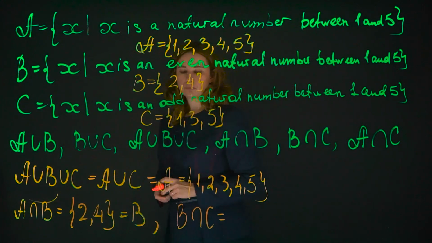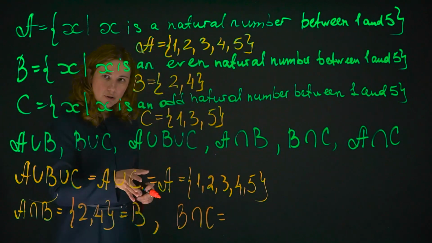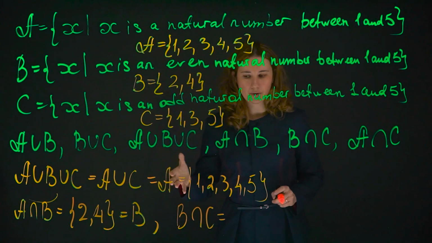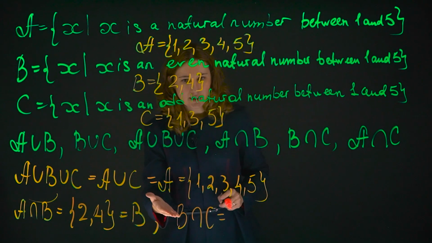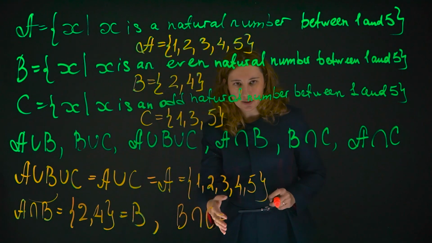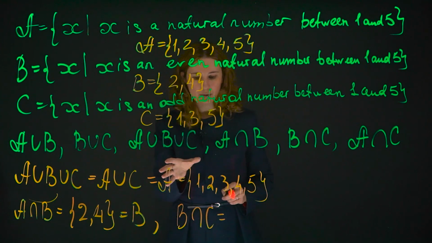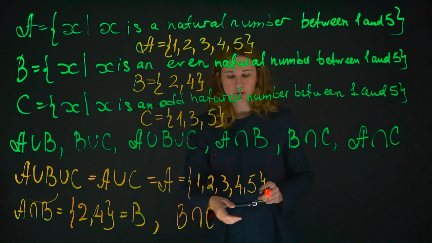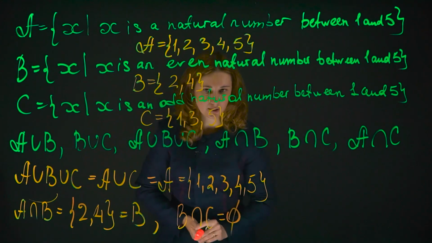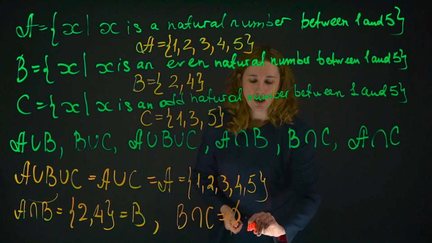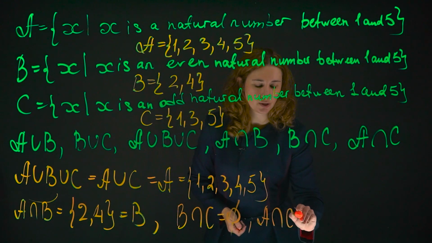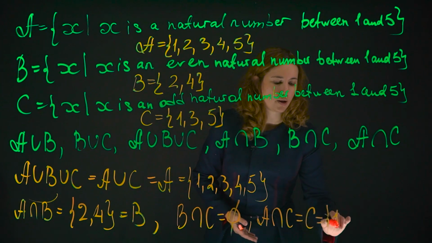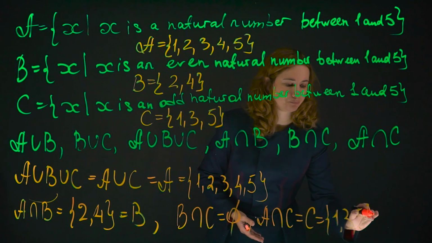Well, we talked about earlier, B is a subset of A, C is a subset of A, but this set B and this set C have no common elements. And this result, this set B intersection C, is the empty set. One more operation, A intersection C, of course, gives us C, 1, 3, 5.